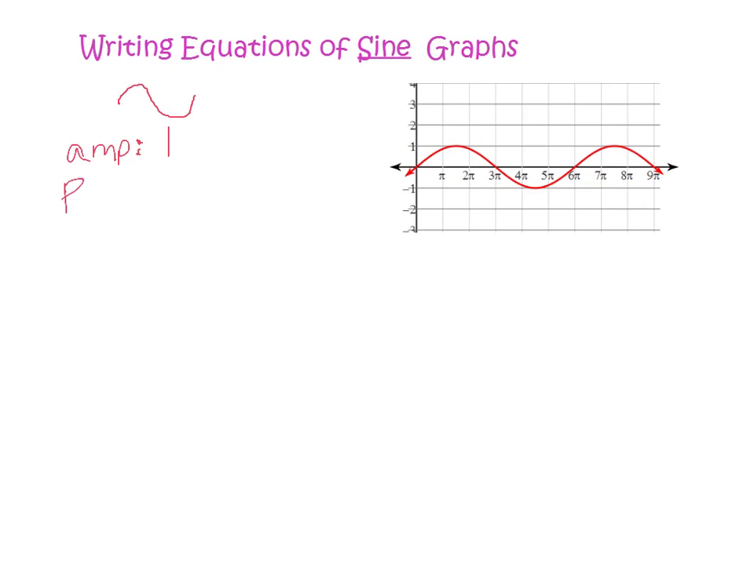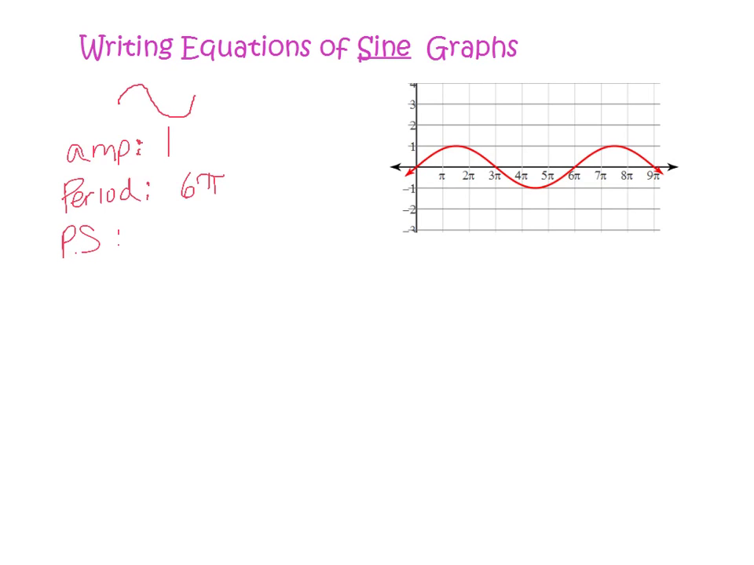The period comes from the B value. When I look at this, I'm looking at when does this graph start to repeat. Well, in the parent graph, it would be in 2 pi units, but I can see here that I go clear up, clear down, and back to my starting point in 6 pi units. My period is 6 pi. Now that's not the B, that's the period.